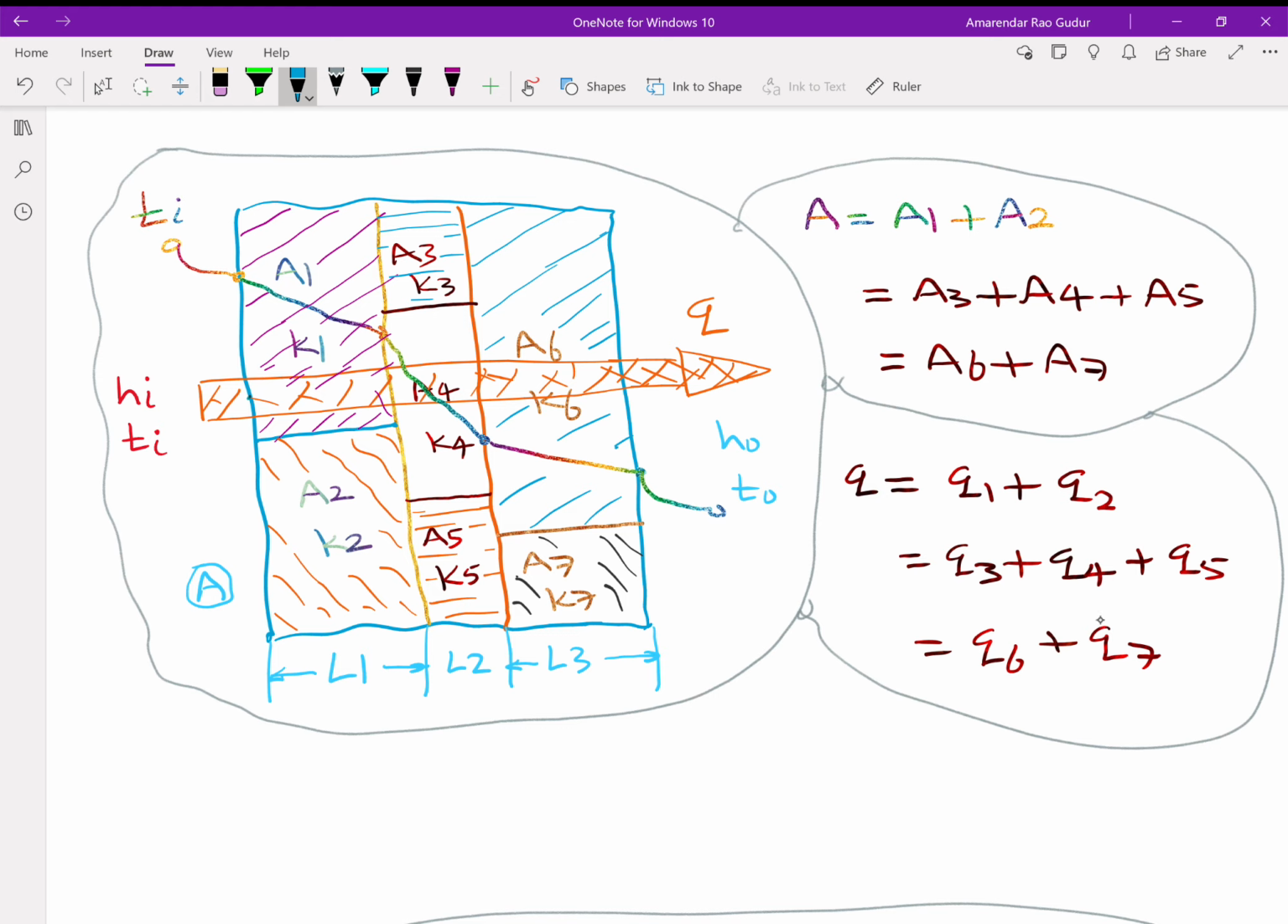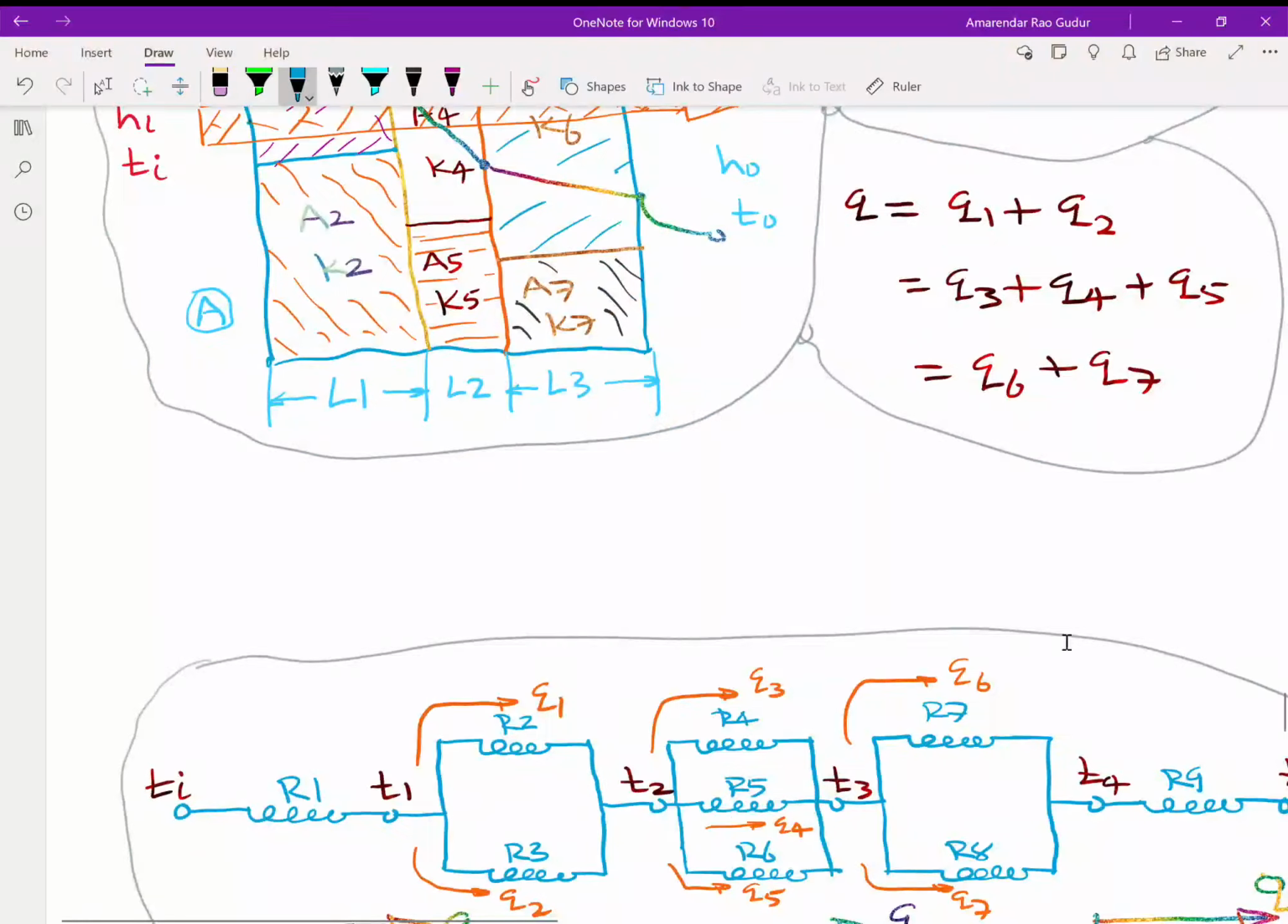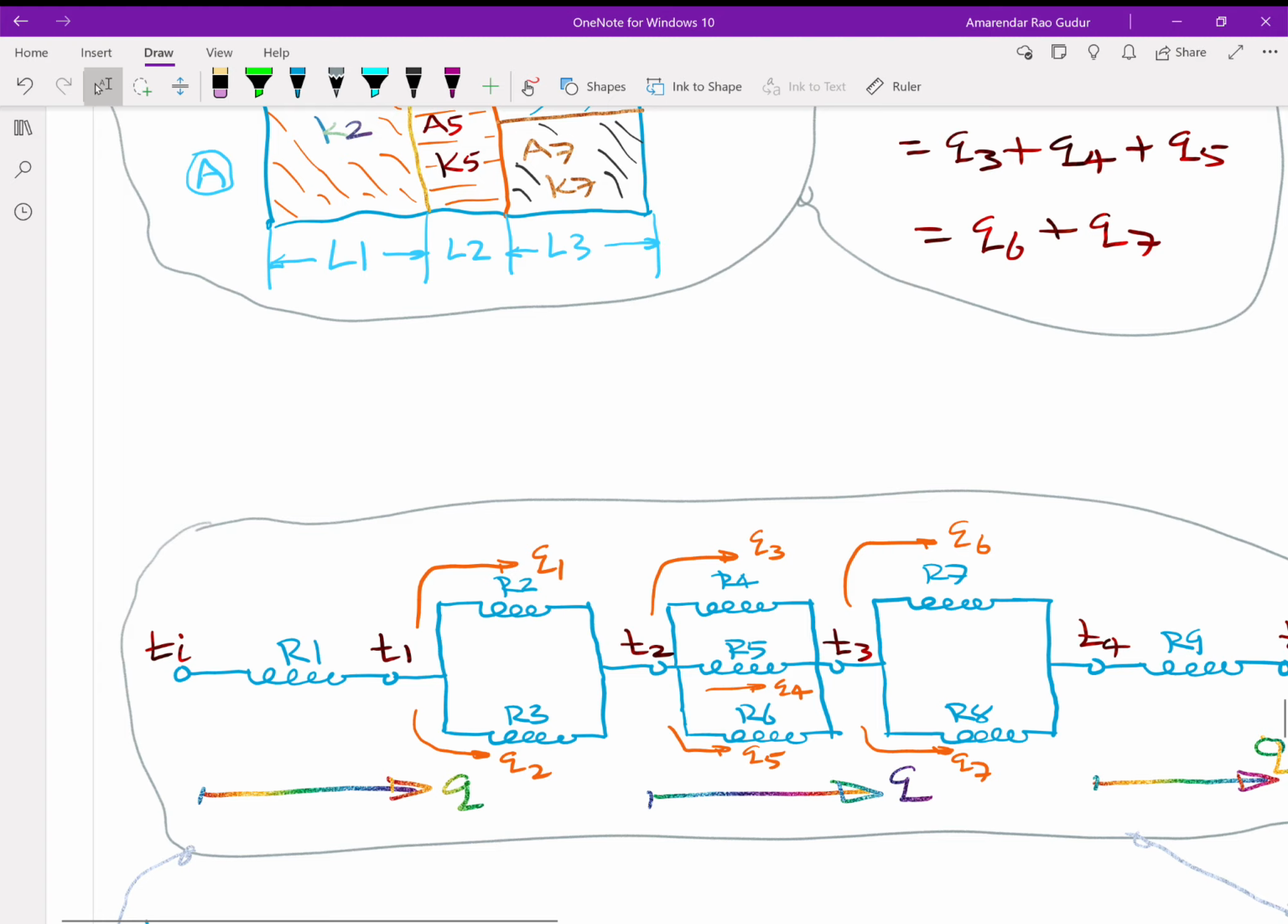Q will be again Q1 plus Q2, upper plus lower; Q3 plus Q4 plus Q5, upper plus middle plus lower; and of course Q6 plus Q7. So whatever heat is reaching by convection to this left side surface will be split into two parts, upper part and lower part. That's the meaning of Q1, Q2. And whatever heat reaches the intermediate surface will be split into three parts, Q3, Q4, Q5. Like that you are going to have the energy analysis. Now one can have the corresponding circuit diagram.